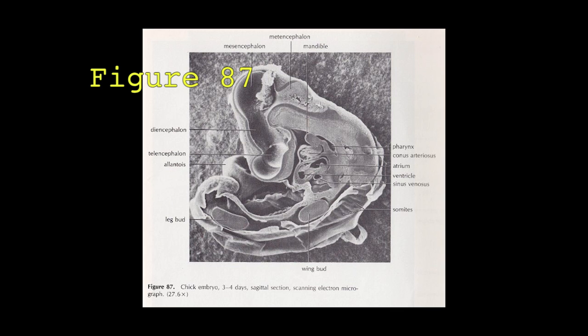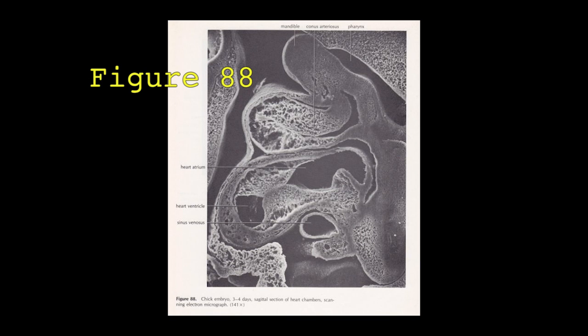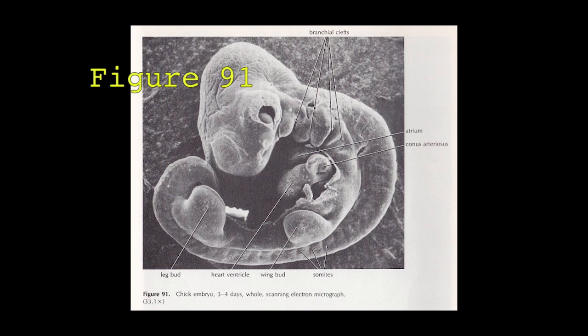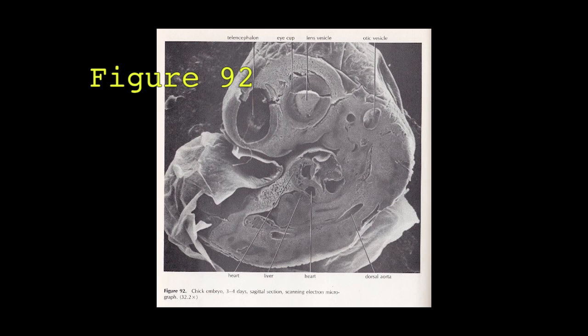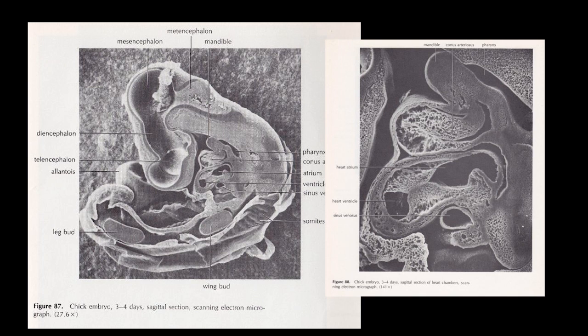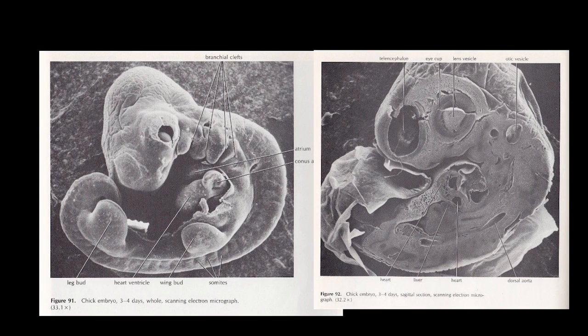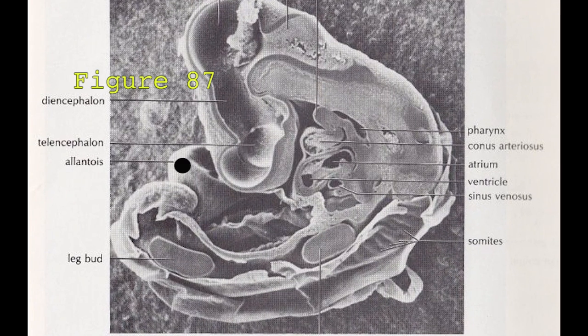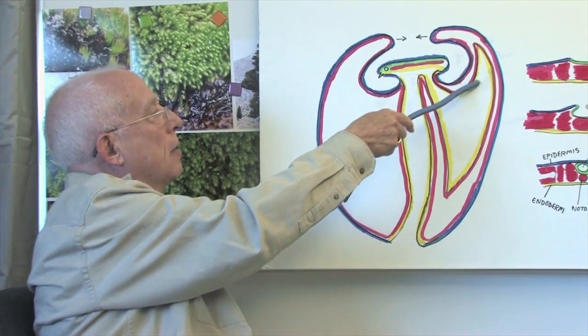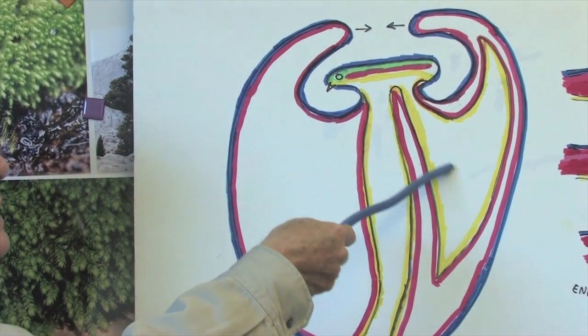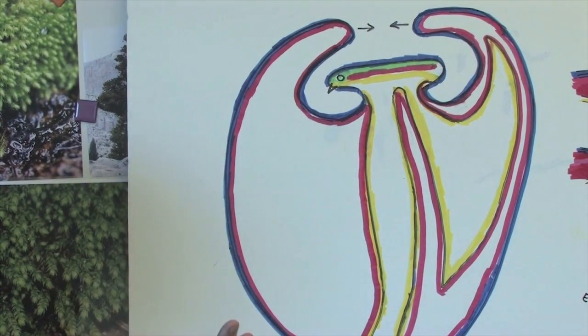If we go to figure number 87 and 88, 91 and 92, these are much older chick embryos. These are 3 to 4 days old. Again, you can see the divisions of the brain very, very nicely. You can see the allantoic sac in this one. We have the allantoic sac here. That collects the wastes when the chick is still an embryo.